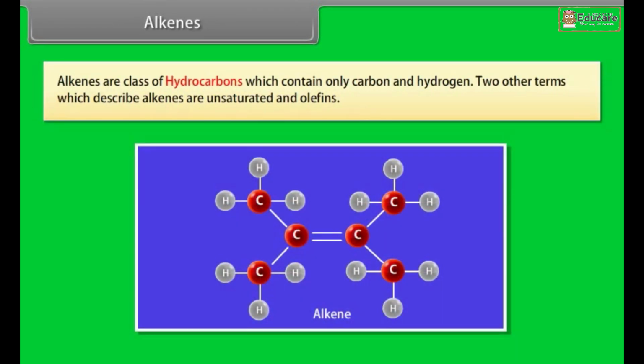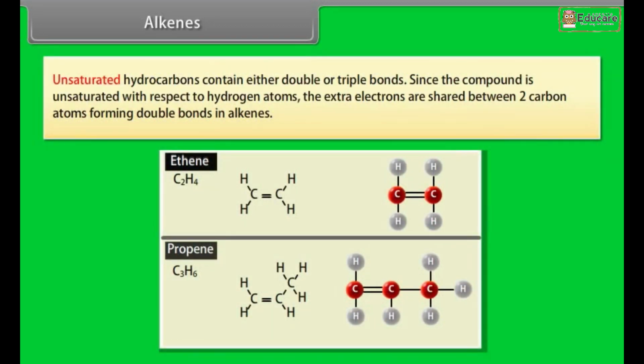Alkenes. Alkenes are a class of hydrocarbons which contain only carbon and hydrogen. Two other terms which describe alkenes are unsaturated and olefins. Unsaturated hydrocarbons contain either double or triple bonds.